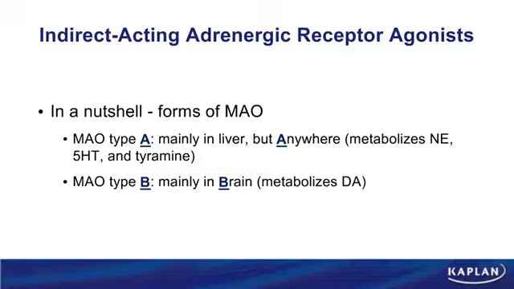Can you predict, will selegiline interact with tyramine? And the answer is no. Selegiline is specific for type B, while tyramine is metabolized by MAO-A. So the types of monoamine oxidase inhibitors that would interact with tyramine would be those that especially inhibit type A.